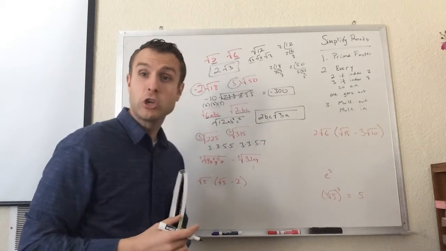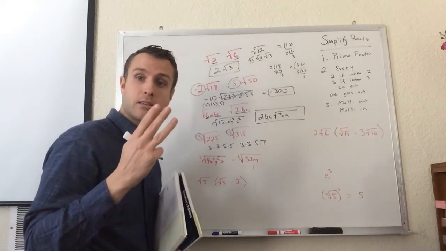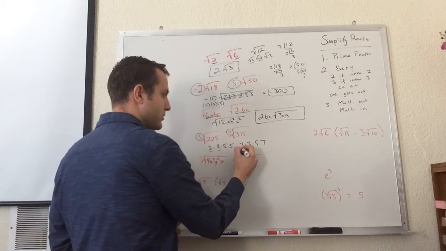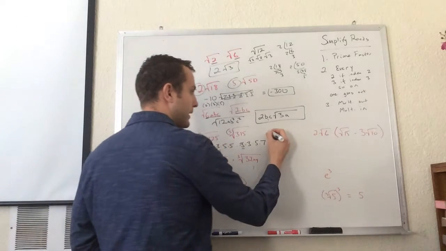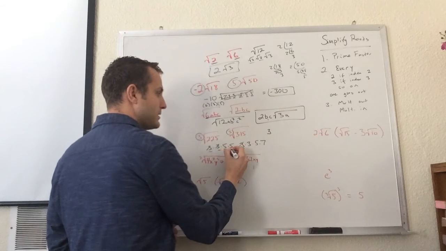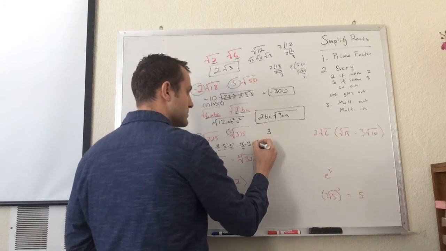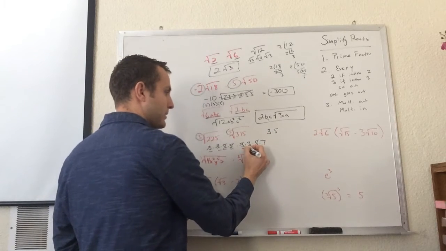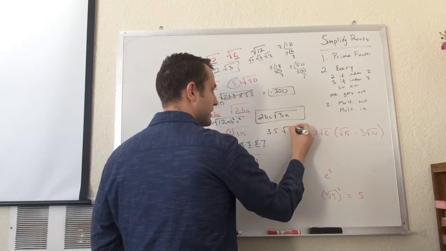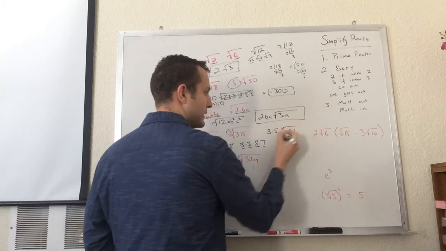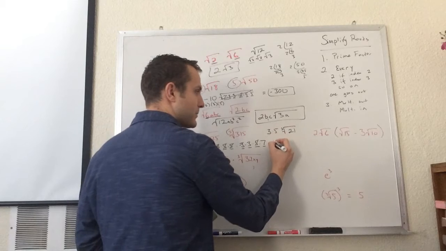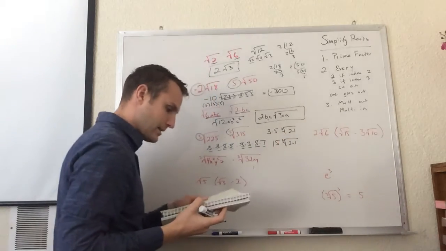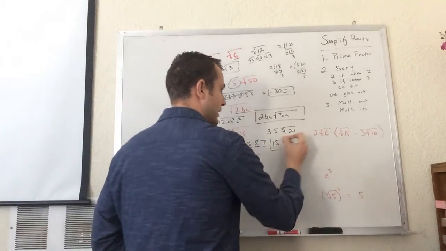Now remember, this is a cubed root, so for every 3 numbers that are the same, I can pull out 1. So I have 1, 2, 3 3s, so I can pull out 1 on the outside. I have 1, 2, 3 5s, so I can pull out 1 5 on the outside. And then I'm left with a 3 on the inside and a 7 on the inside. So that's going to be 21. And don't forget that cubed root. And then multiply my outside numbers. 3 times 5 is 15. So I have 15. And then the cubed root of 21 is my answer.